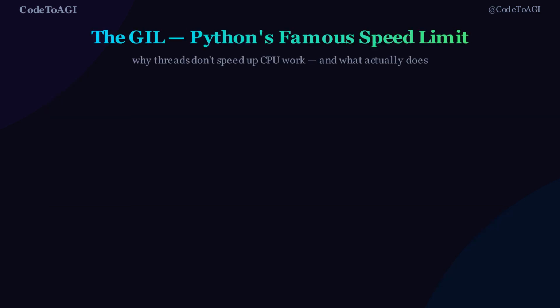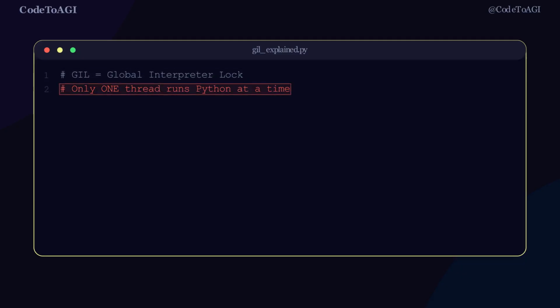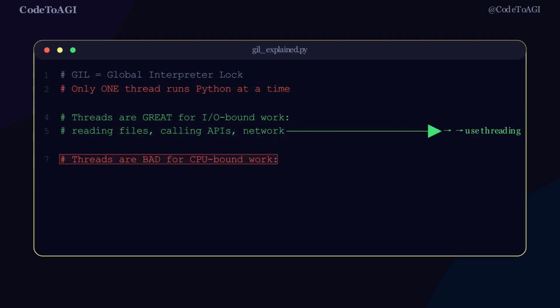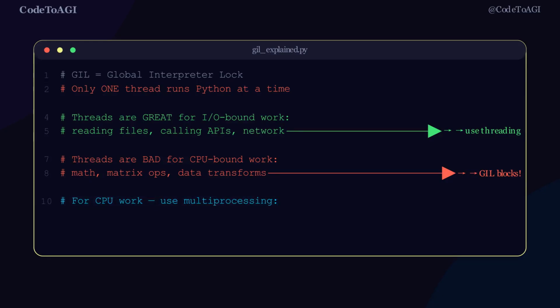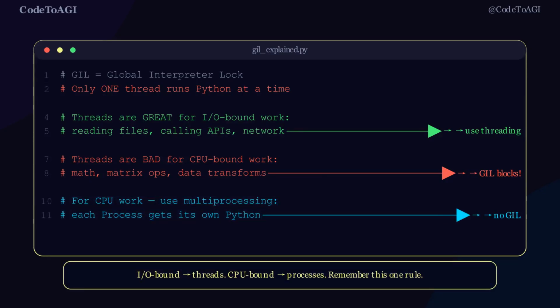The GIL, Python's most talked about limitation. Think of it like a single key to one room. Only the thread holding the key can run Python code. So 10 threads still take turns, they don't truly run at once. For I/O work this is fine, threads mostly wait anyway. While one thread waits on a network call, another runs. For CPU work, the GIL is a real problem. Heavy math, transforms, data processing, threads don't help. For CPU work, use processes, each has its own Python key.